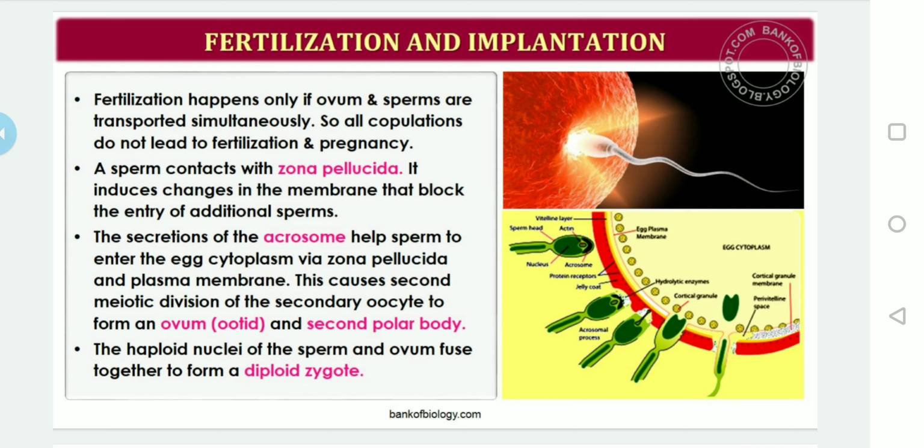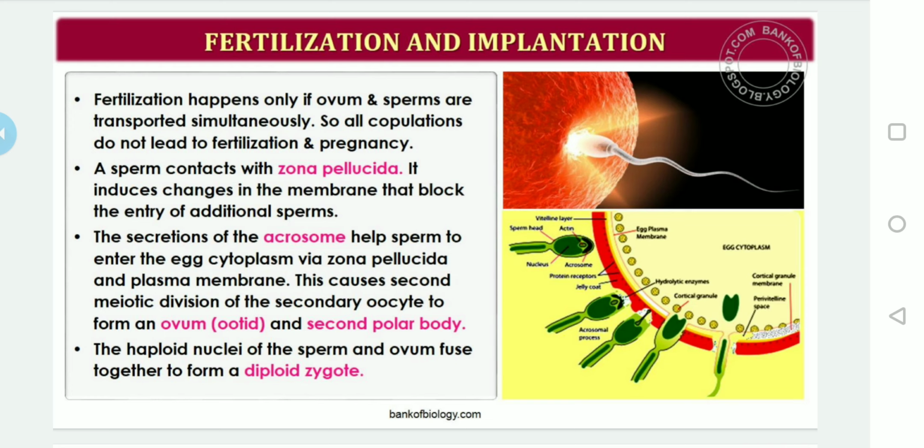During fertilization, a sperm comes in contact with the zona pellucida, the layer of the ovum, and induces changes in the membrane that block the entry of additional sperms. Here, on the right side, the diagrammatic representation is given. Thus it ensures that only one sperm can fertilize an ovum. This type of fertilization is also known as monospermy. I hope you can understand this.